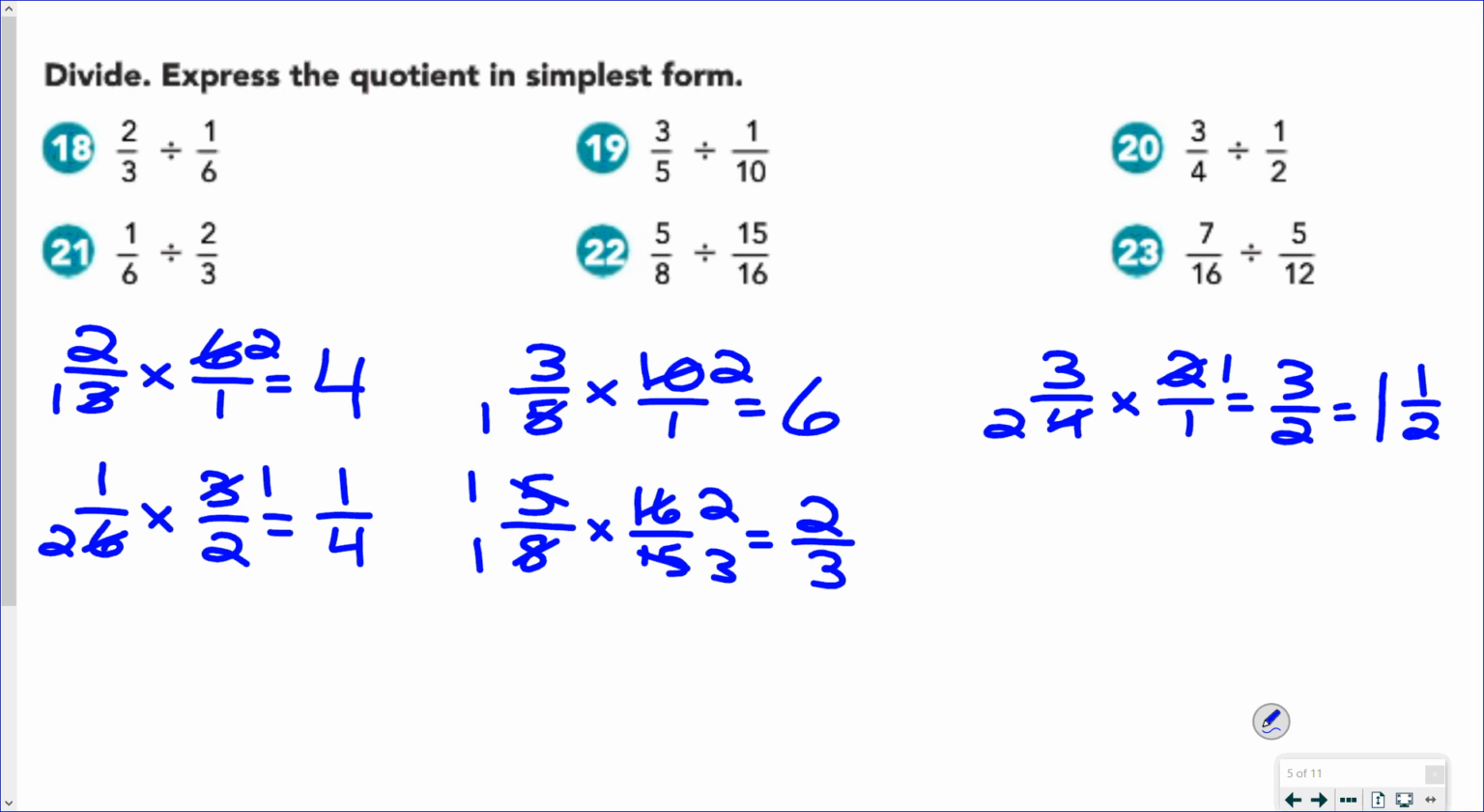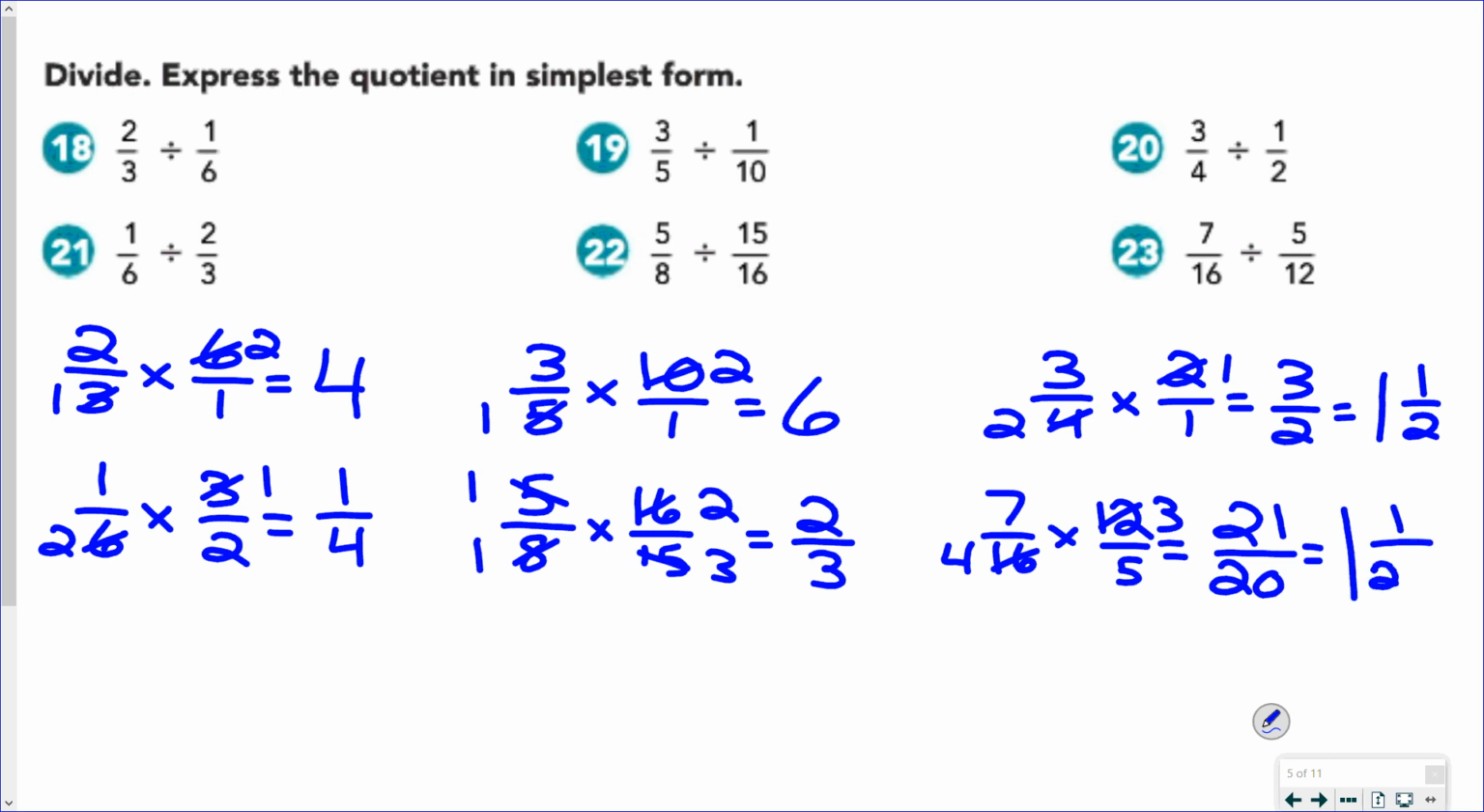Finally, number 23, we have 7/16 times 12/5. I can divide both 12 and 16 by 4. 16 divided by 4 is 4. 12 divided by 4 is 3. 7 times 3 is 21. 4 times 5 is 20. 20 goes into 21 one time with 1 left over. So it would be 1 and 1/20.